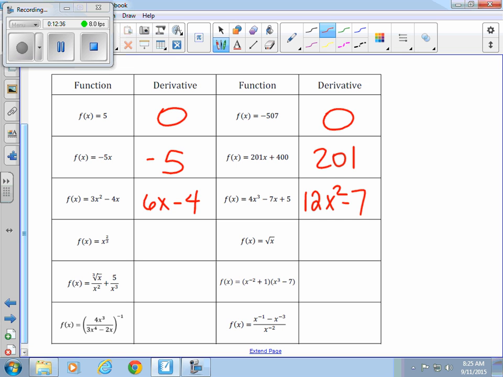This one you probably can't read. It's x to the 2/3 power. You don't have to write it any better than you can see it. X to the 2/3 power. So what would the derivative be? 2/3. Bring the power in front. And then what do you do to the power? Subtract 1. What is 2/3 minus 1?